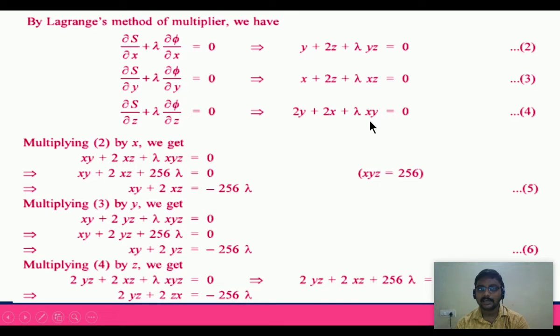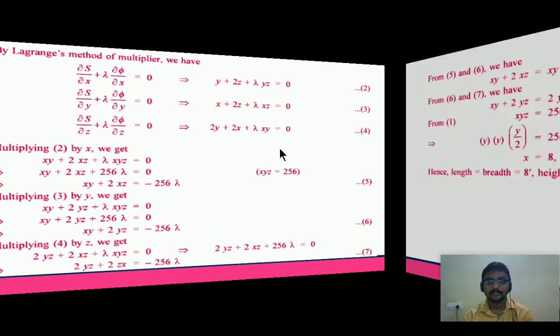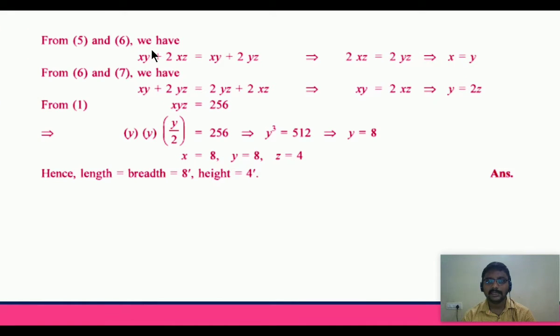So we will have these three equations substituting the above values. Let them be equations 2, 3, 4 respectively. Now multiplying equation 2 with x, equation 3 with y, and equation 4 with z, we will have these three equations. Let them be equations 5, 6, and 7 respectively. And we will have xyz is 256 from the constraint equation. Now from 5 and 6 we will have a relation between x and y. From 6 and 7 we will have a relation between y and z. Now equating these, we will have x equals y, which is equal to 2z.